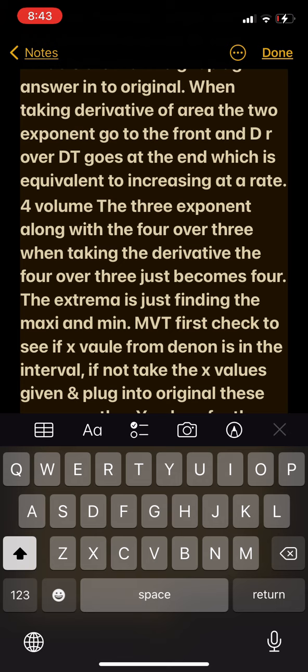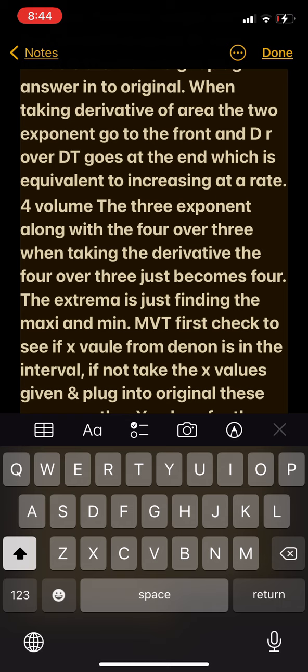This is equivalent to increasing at a rate. For volume, the 3 exponent goes to the front along with the 4 over 3. When taking the derivative, the 3 times 4 over 3 just becomes 4.